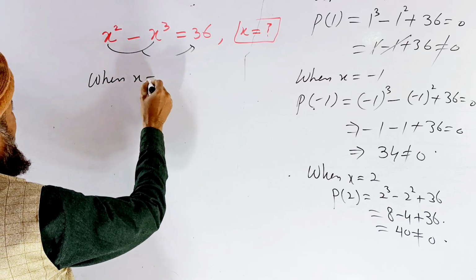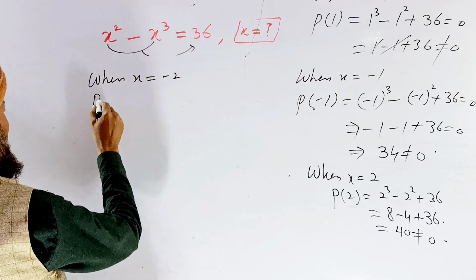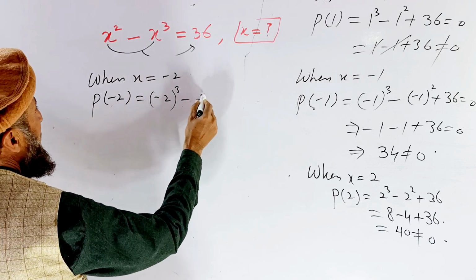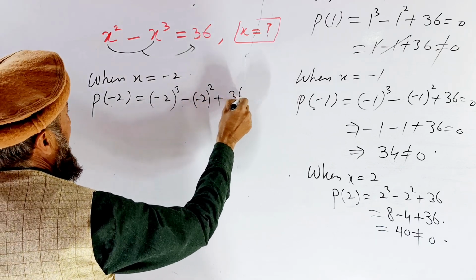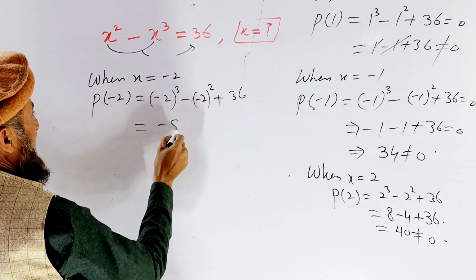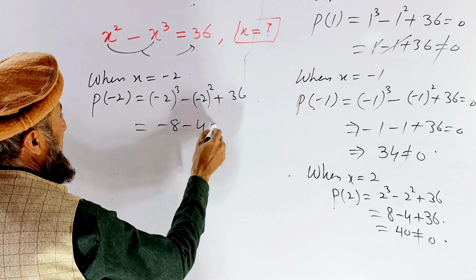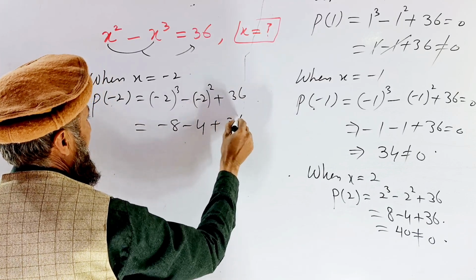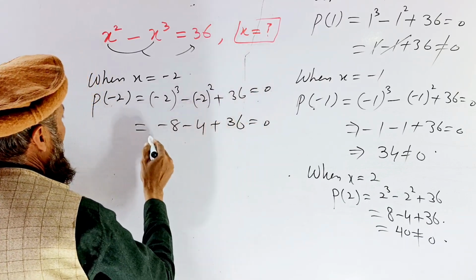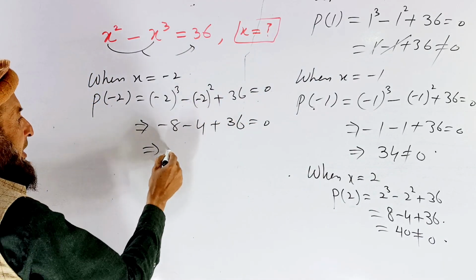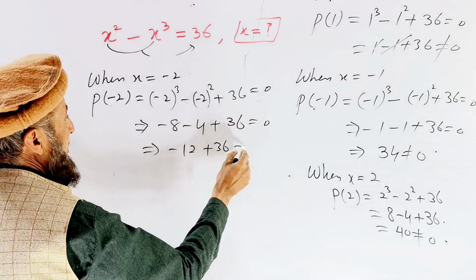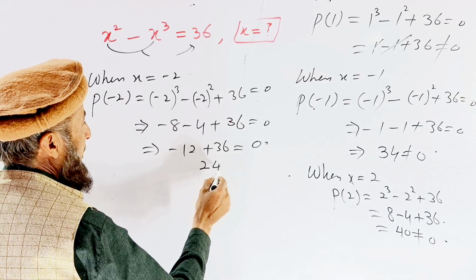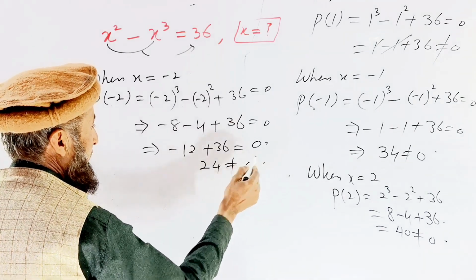When x is equal to minus 2, then p of minus 2 is minus 2 whole cube minus minus 2 square plus 36. The result is minus 8 minus 4 plus 36. We want to check whether this is equal to 0 or not. Minus 12 plus 36, so we get 24, and 24 is not equal to 0.